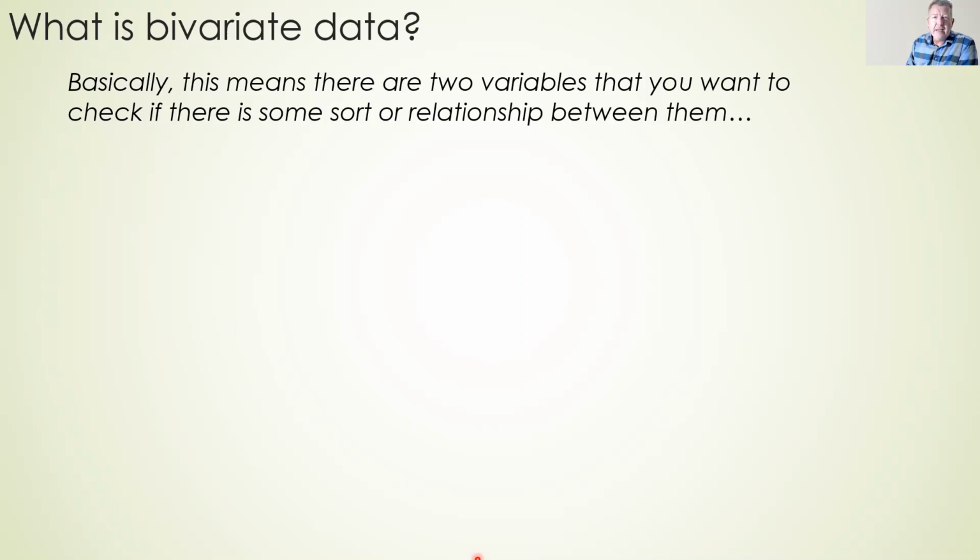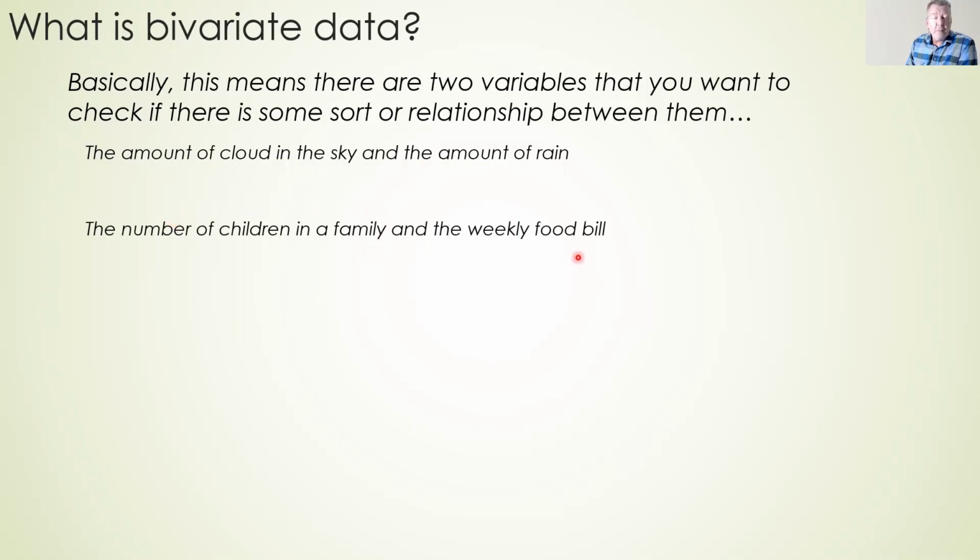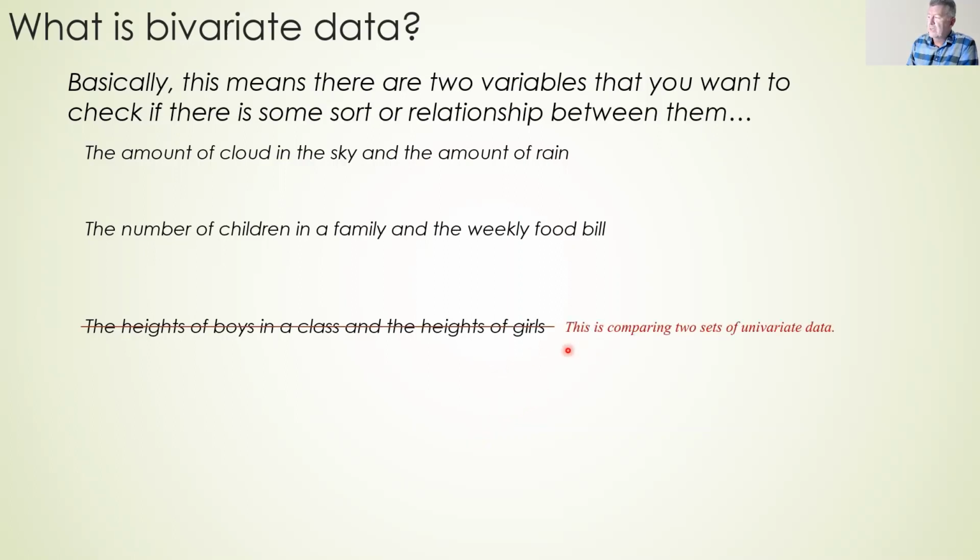Let's have a look at a couple other examples of possibly bivariate data. The amount of cloud in the sky and the amount of rain you'd expect. Well, that makes sense. If you got no cloud, you wouldn't expect any rain, would you? So one depends on the other. The number of children in a family and the weekly food bill. More kids equals more food. Straightforward. The heights of boys in a class and the heights of girls. Does that mean if you've got tall boys in the class, you're going to have tall girls in the class as well? Well, no, that's what I was talking about before. This is comparing two sets of univariate data. There's no relationship between the two.